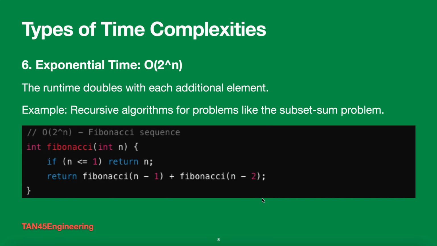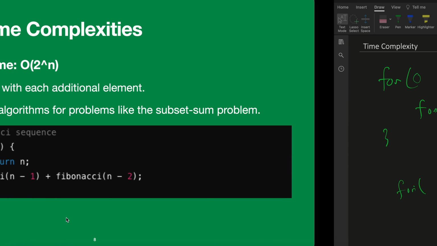Next is exponential time complexity. So this is 2 raised to power n. The runtime doubles with each additional element. It's a really good example for the Fibonacci series. You can see if n is 2, we are going to run it for n minus 1, that is Fibonacci of 1, and n minus 2, that is Fibonacci of 0, right? But if n is 10, we are going to run it for 9 and 8, and then inside 9 we are going to run it for 8 and 7, inside 8 we are going to run it for 7 and 6, inside 7 we are, let's go here.